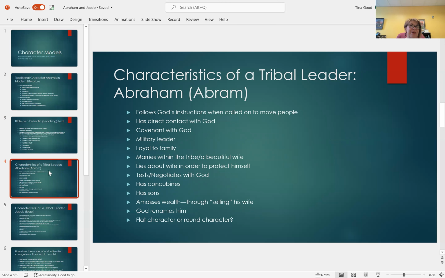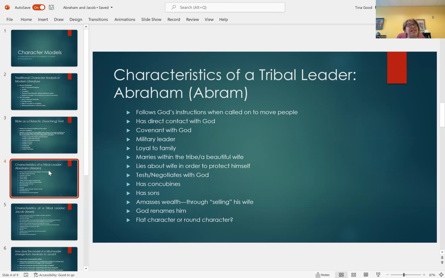He doesn't really question it. He just goes ahead and moves his people. Often there's a reason for doing that, but he nevertheless follows God's instructions. And in fact, he has direct contact with God. God actually speaks to him, or comes to him in a vision, or comes to him in a dream, but he has pretty much direct contact with God.